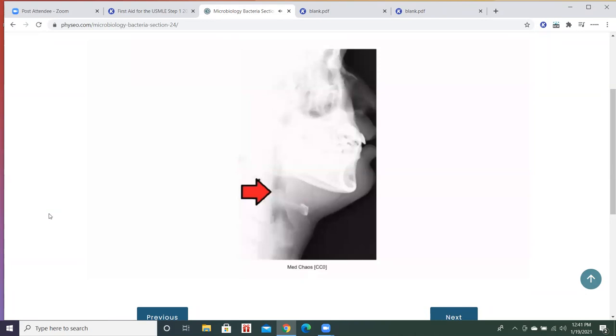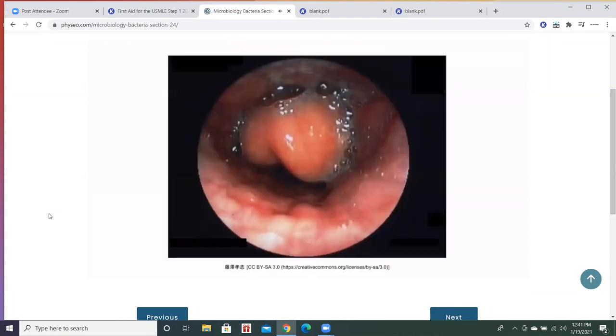This is an image of a lateral x-ray of the neck showing the thumb sign. If you look closely, you can see some resemblance of a thumb. Sometimes you may also see a cherry red epiglottis, which you can see well in this image. This is an endoscopic image of the epiglottis. You can see the cherry red epiglottis right here. Okay, with this in mind, let's return to the image.